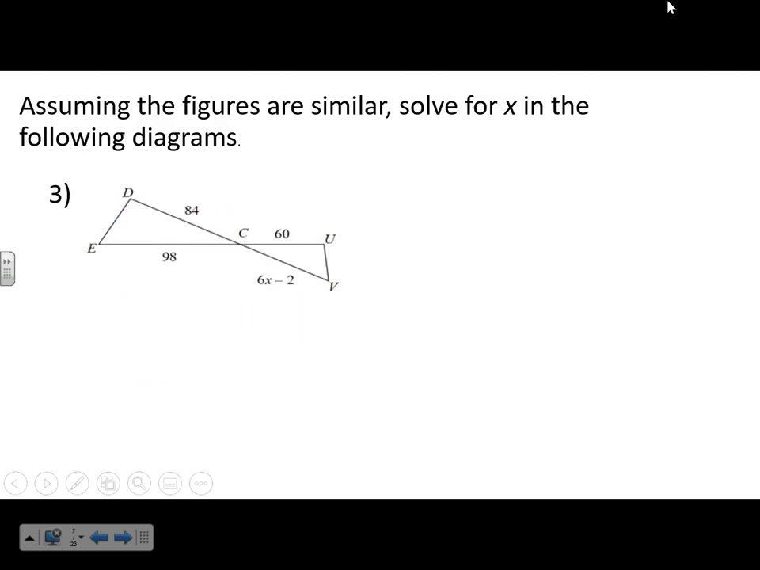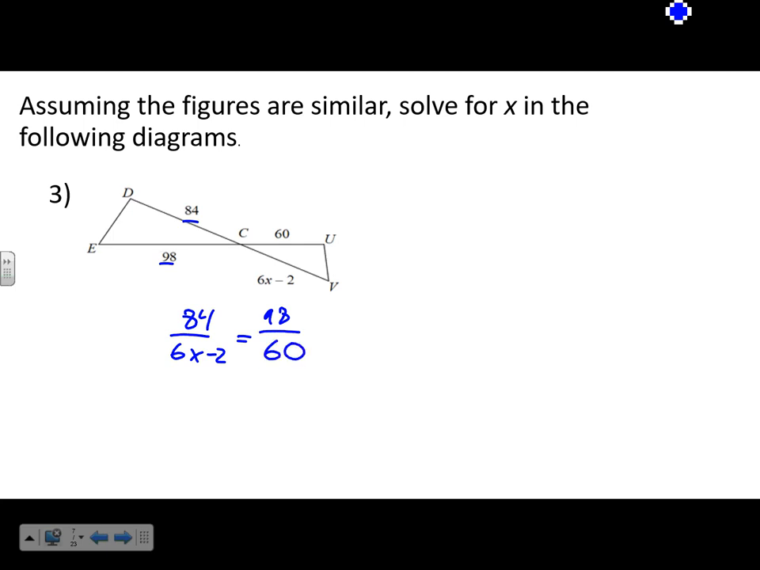So assuming the figures are similar, solve for x. Since these are similar, we have 84 over 6x minus 2 is equal to 98, since those are in the same fraction. And again, you can write these fractions several different ways. That's what those last problems were telling you.